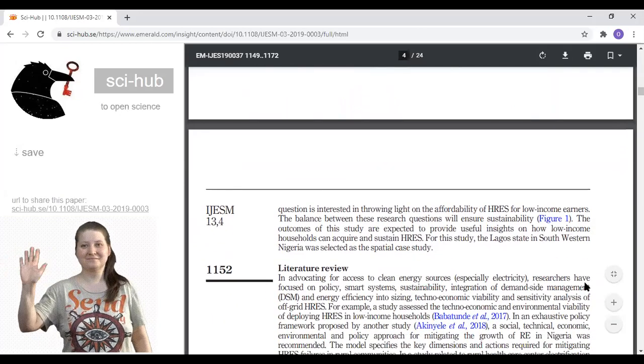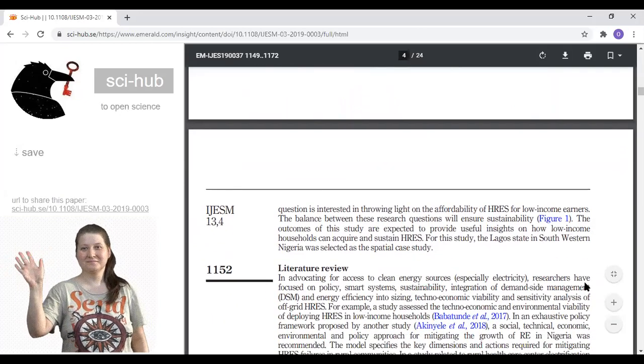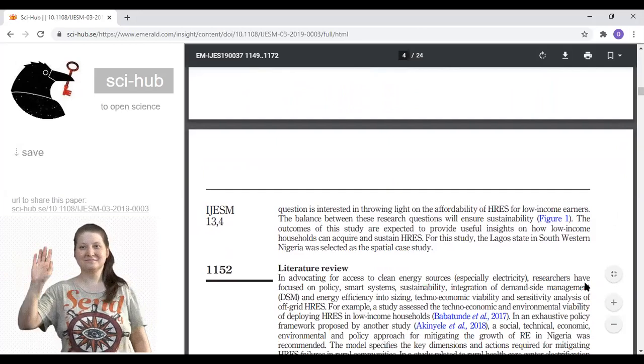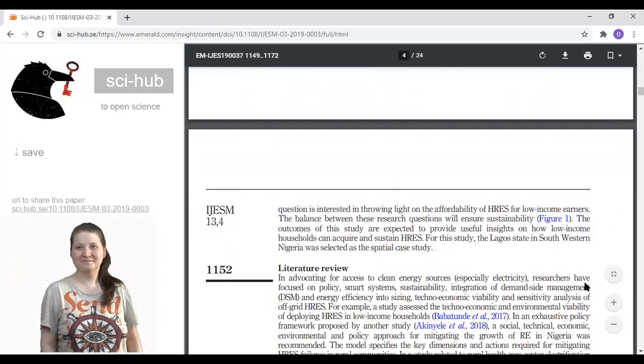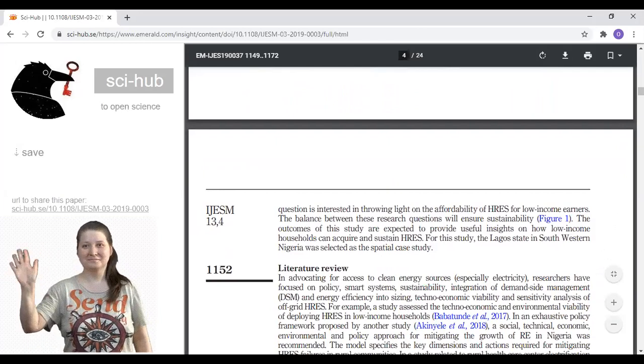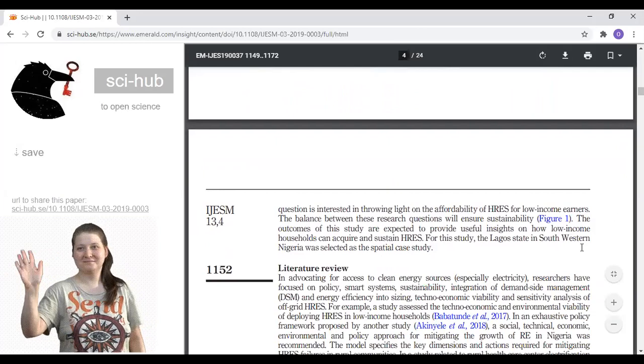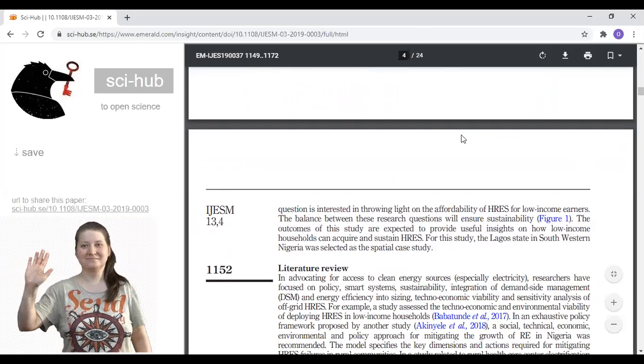So after that, the last sentence of this paragraph tells us briefly the case study, where the case study is being carried out. So thank you very much for listening.